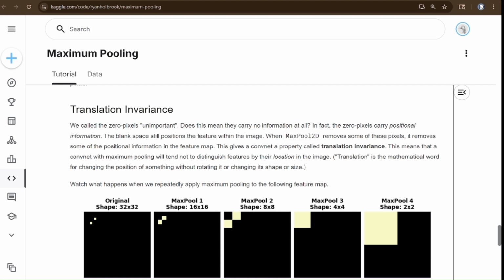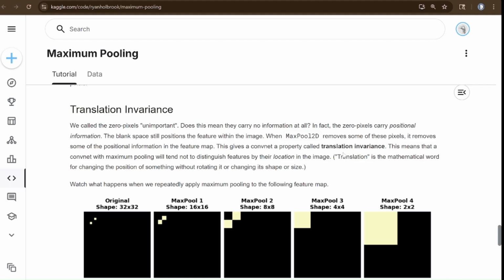So we call the 0 pixels unimportant. We have already said that they are not required. Does this mean they carry no information? They have no values, but they have positional information. The blank space still positions the feature within the image. So when MaxPool2D removes some of these pixels, it removes some of the positional information in the feature map.